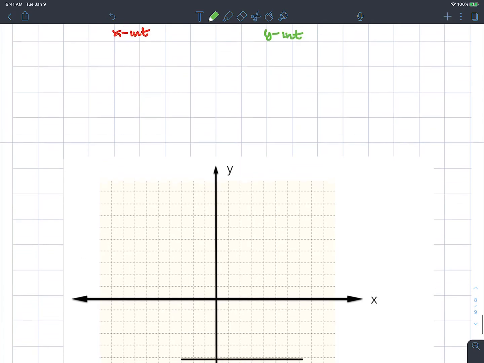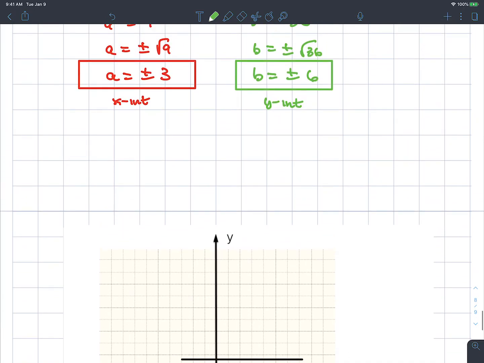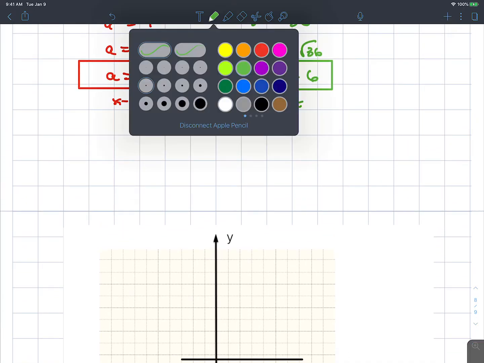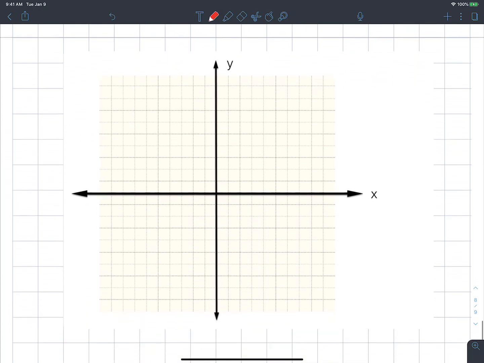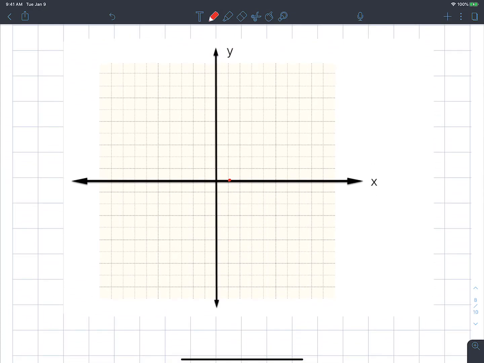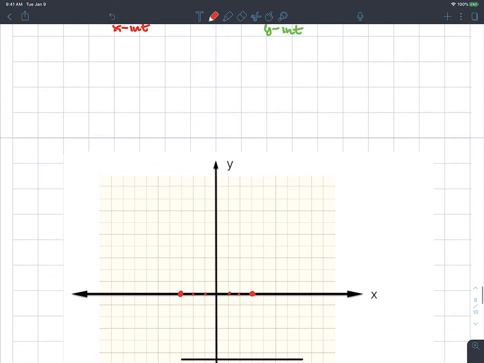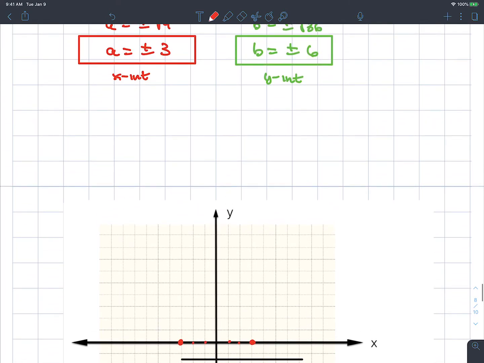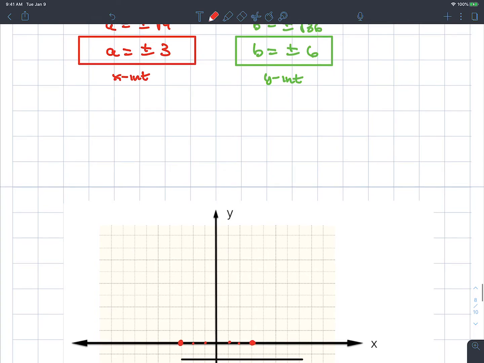So let's find the intercepts again. The x-intercepts are at plus or minus 3, and we'll color them in red. From the origin, I go to the right 1, 2, 3, and I go to the left 1, 2, 3. Okay, that's my x-intercepts. My y-intercepts are at plus or minus 6.